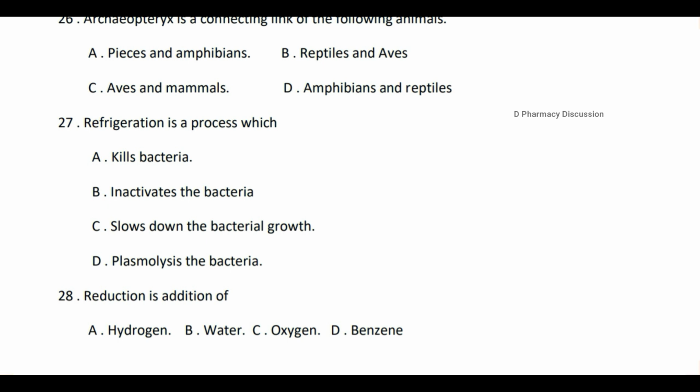Then question number 28. Reduction is addition of. Options are A hydrogen, B water, C oxygen, D benzene. Correct answer is option A hydrogen.